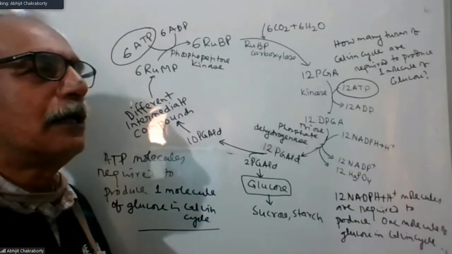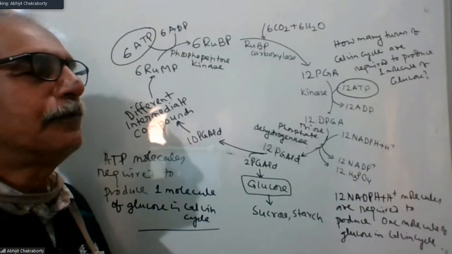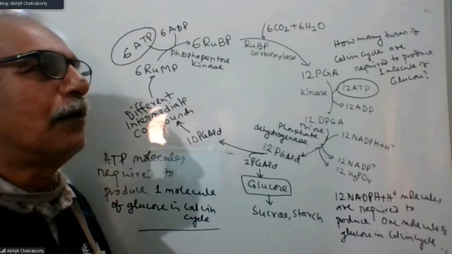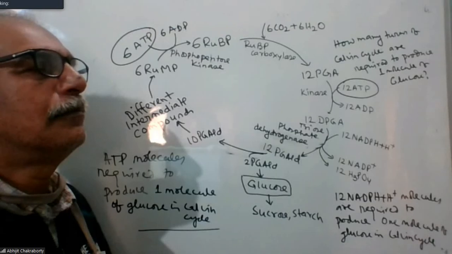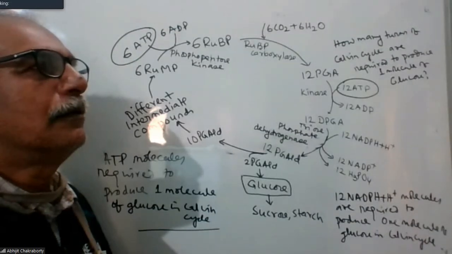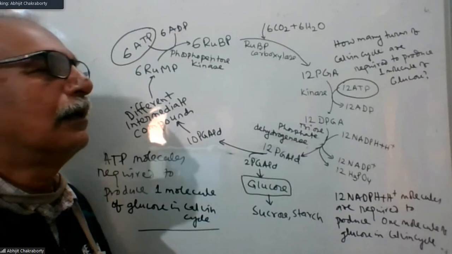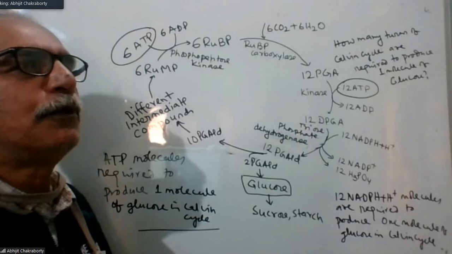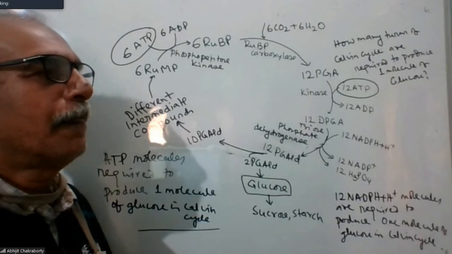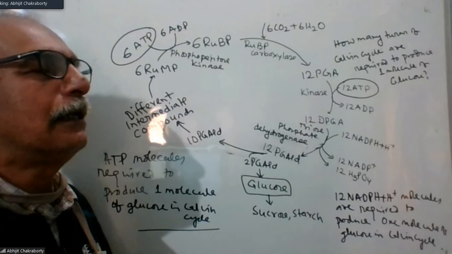6 molecules of carbon dioxide are required to be fixed to produce 1 molecule of glucose in Calvin cycle. Sir, can you repeat again? Write down. 6 molecules of carbon dioxide are required to be fixed to produce 1 molecule of glucose in Calvin cycle.